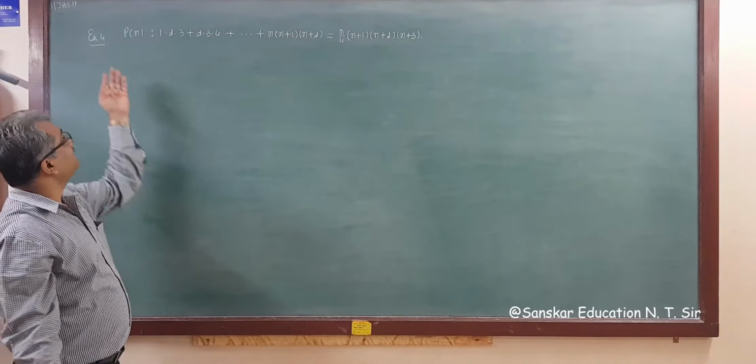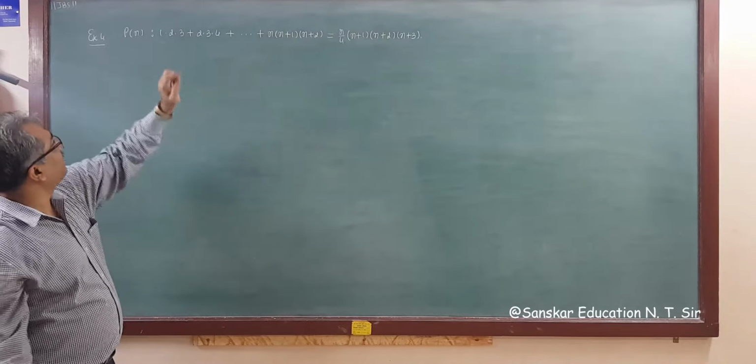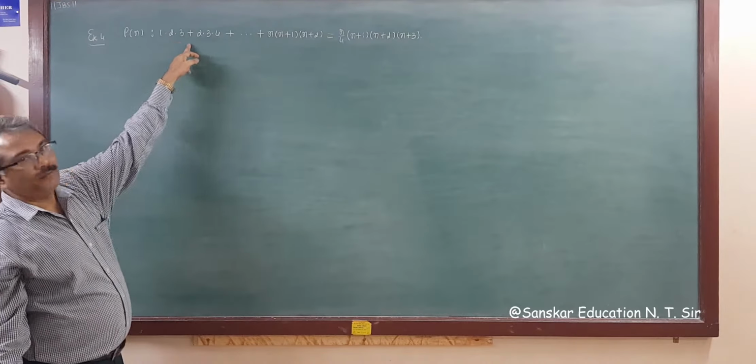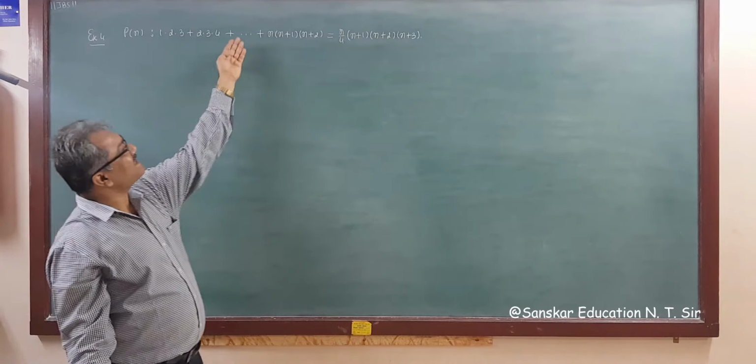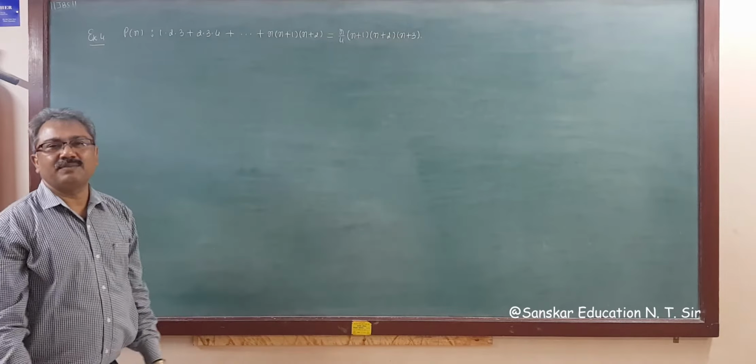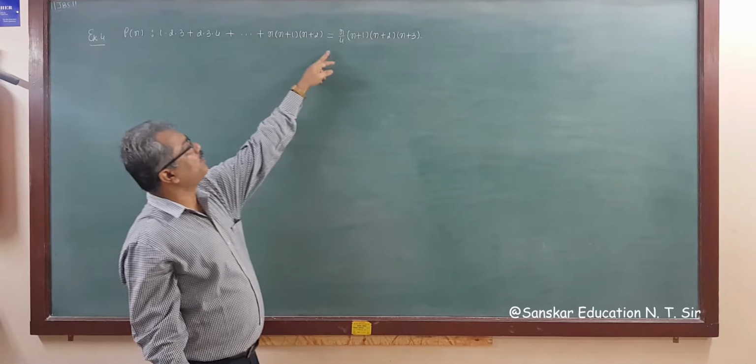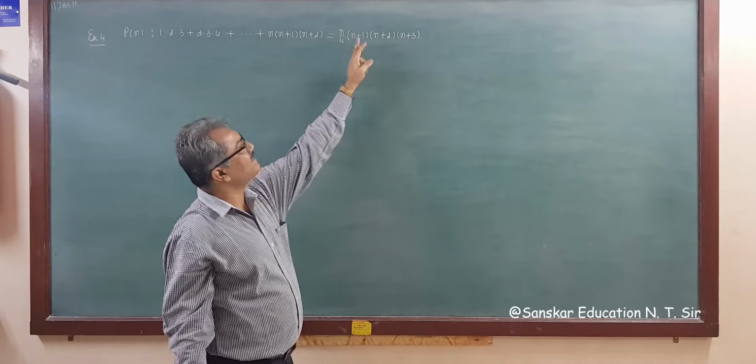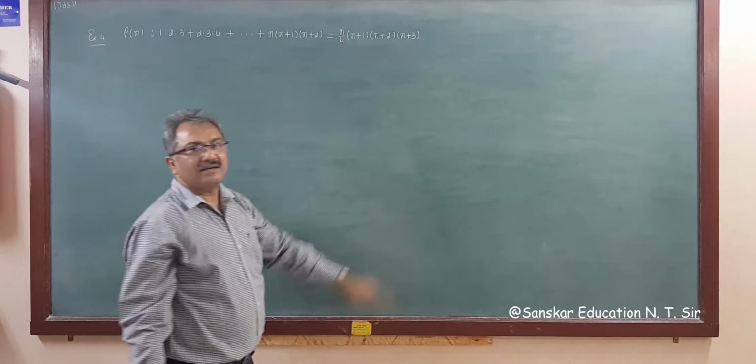So next is example number 4. Pn is given: 1 into 2 into 3 plus 2 into 3 into 4 plus up to n plus 1, n plus 2 is equal to n by 4 times n plus 1, n plus 2, n plus 3. We have to prove this.